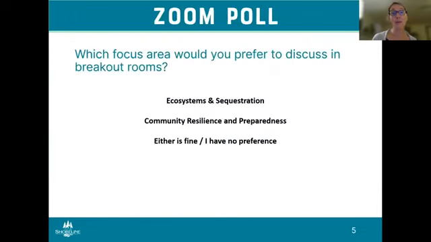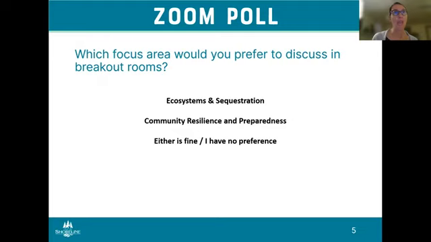In just a moment, we'll be asking you all to fill out a Zoom poll. It's going to pop up on your screen. The reason to ask you this is we have several strategies and actions that span both the trees and ecosystems, or sequestration, as well as the resilience and community preparedness strategies and actions. And so we are asking you to pick, because there are so many strategies and actions, all of us can't go through all of them.